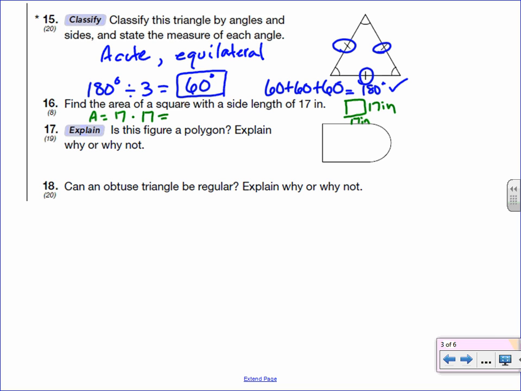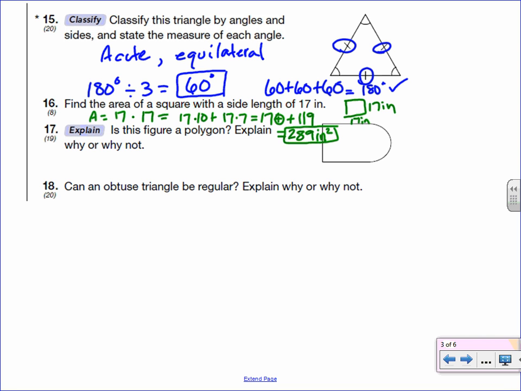So I can do 17 times 10, and then 17 times 7. 17 times 10 is 170. And then 17 times 7 would be 70 and 49, 119. Whoops, 70. And then that would be 289. And it's area, so it's inches squared. Let's double check that. 17 squared, 289. Yep.